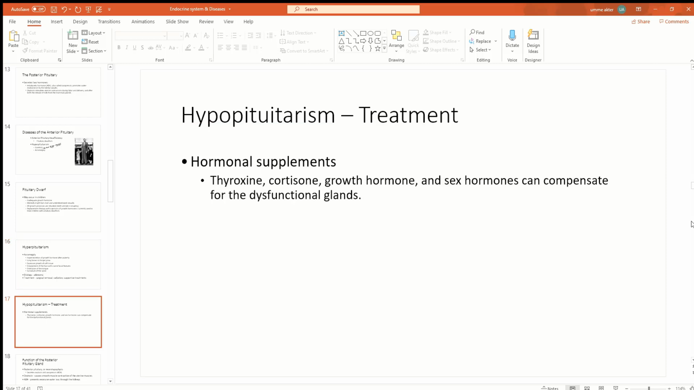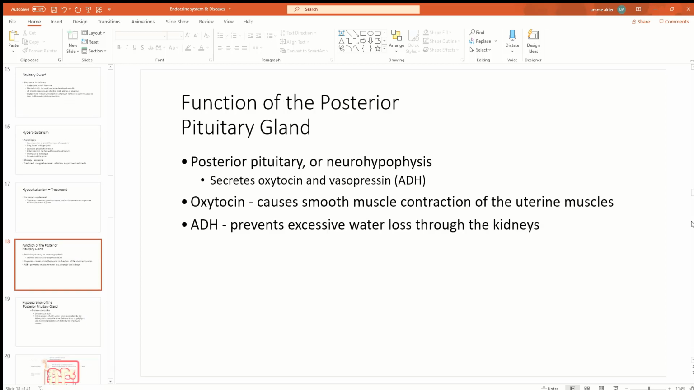Okay, so we talked about acromegaly and hormone supplement. Now the posterior pituitary, two hormones. Remember, oxytocin and antidiuretic hormone. Antidiuretic hormone is also called vasopressin. Why? Because it not only reduces the production of urine, it also causes the constriction of the artery, the blood vessel. So this is the artery.